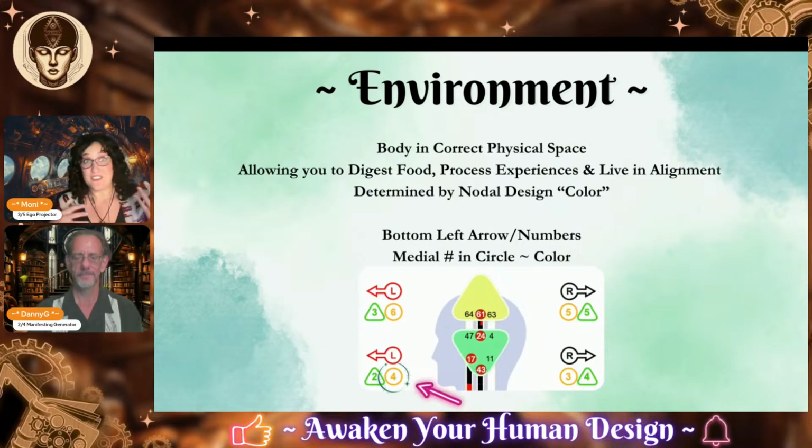So, environment within Human Design, this is about your body being in the correct physical space. And being in that correct physical space is what's allowing you to digest food, process experiences, and live in alignment. And this is determined by the nodal design color. Color we talked about a couple weeks ago, so check out that episode if you haven't yet.